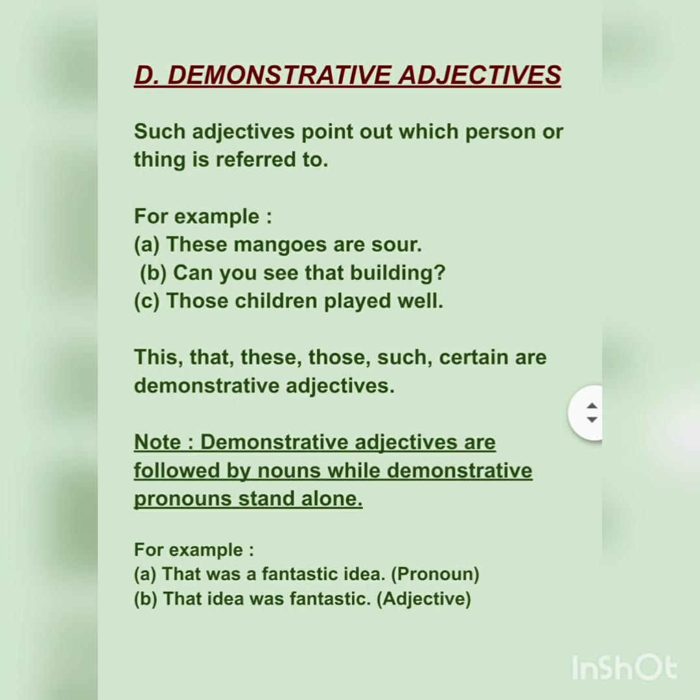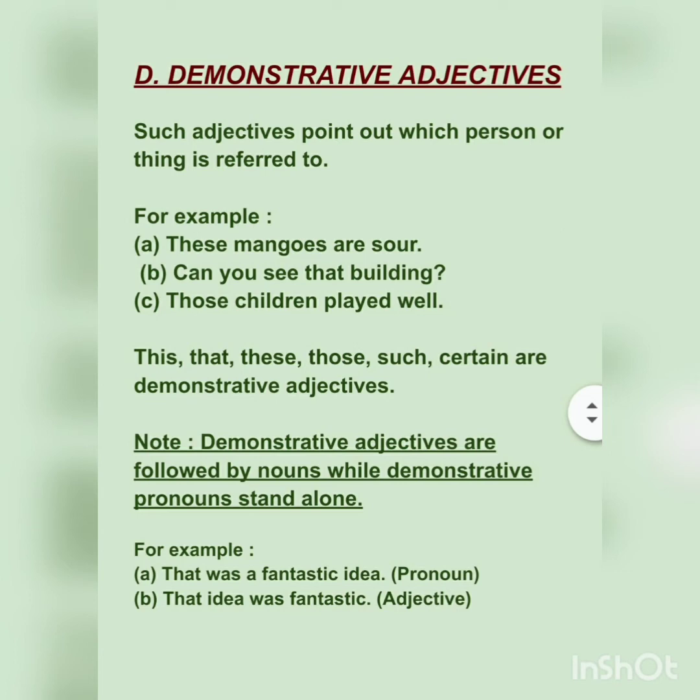Now what is the difference? The basic difference between pronoun and adjective is adjective के बाद हमेशा noun आता है और pronoun के बाद कभी भी noun नहीं आएगा. So the words this, that, these, those, if these words are followed by a noun or pronoun, then it will be an adjective, and if these words stand alone, then they will be called pronoun.